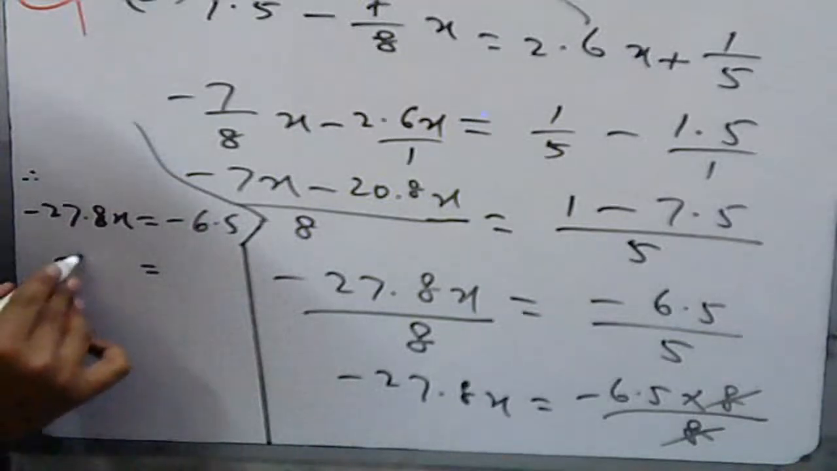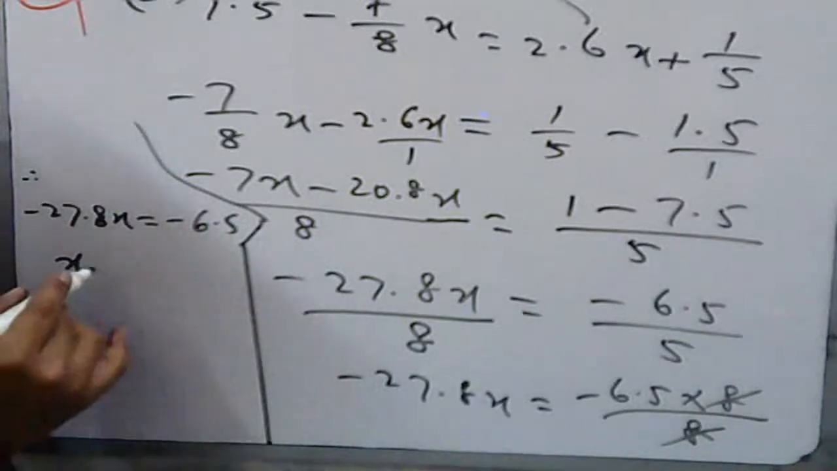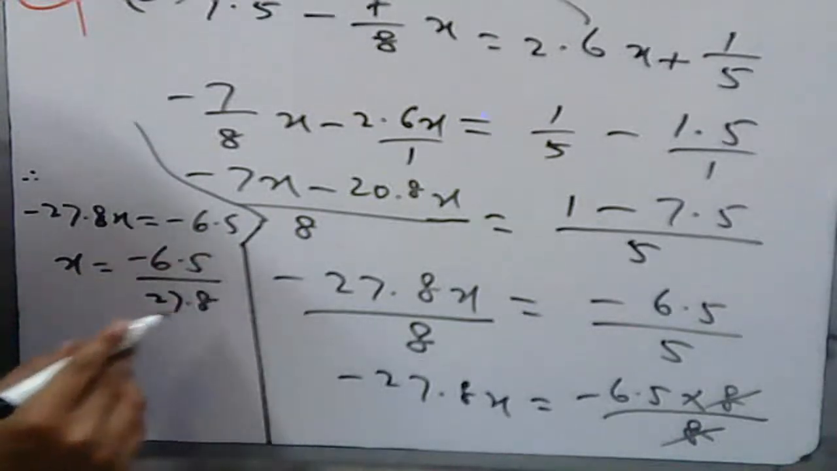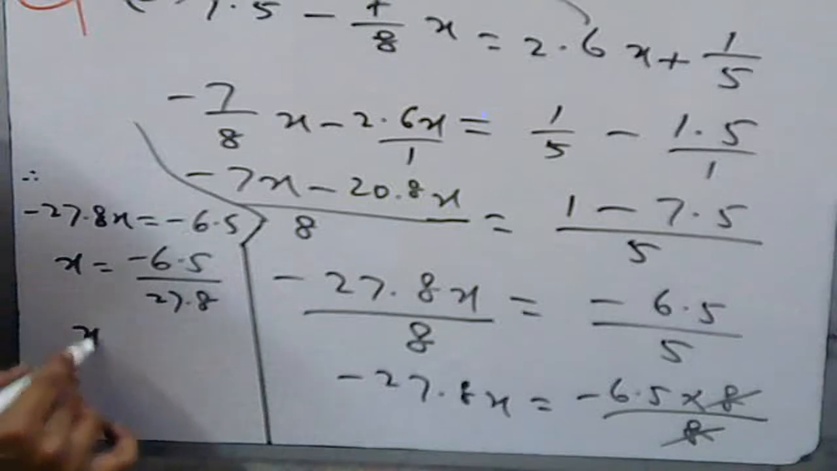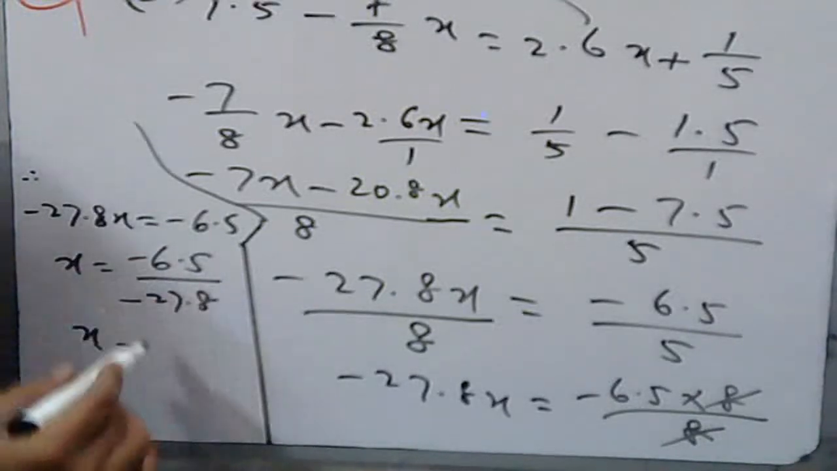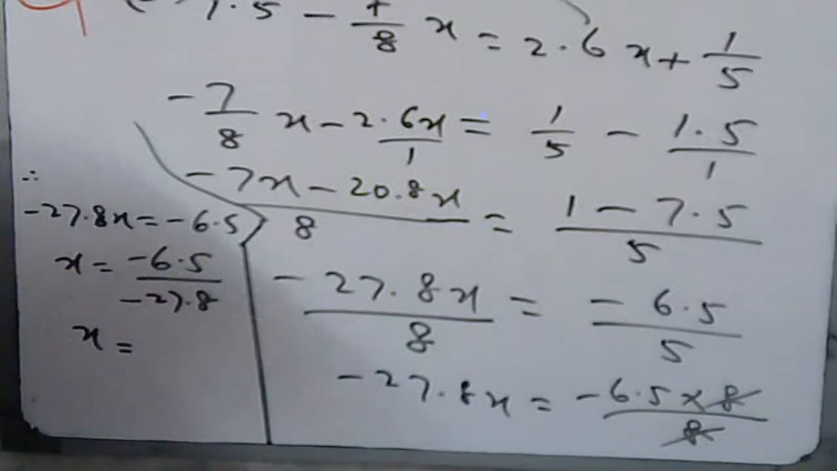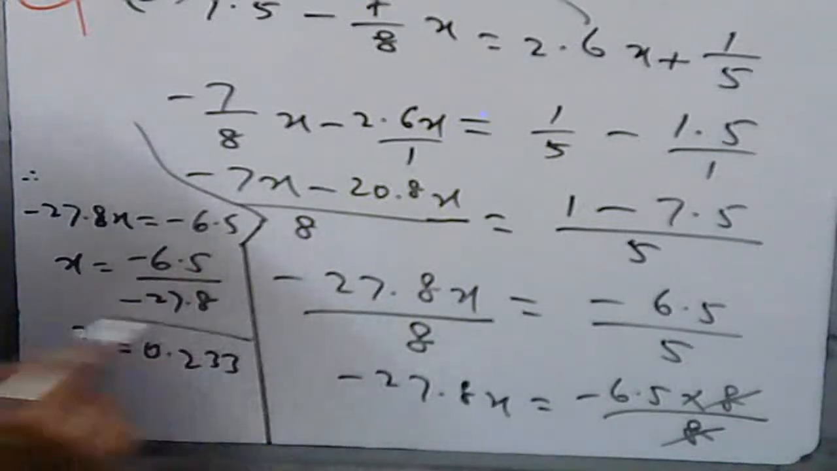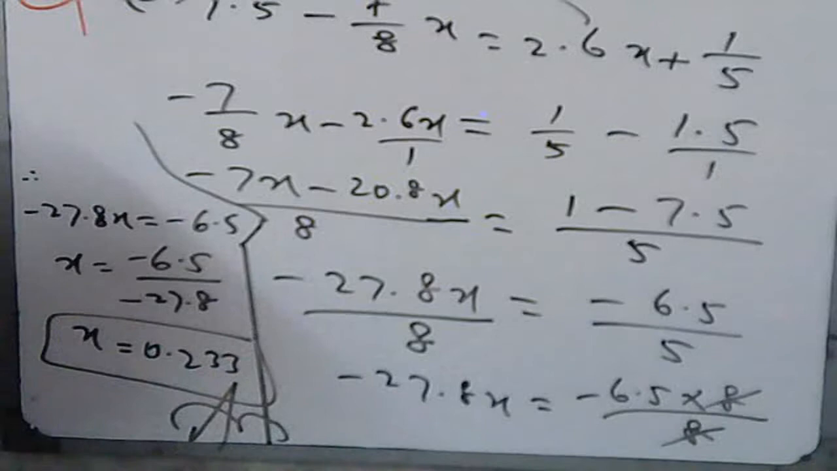Now you need the value of x, so the value of x is minus 6.5 divided by minus 27.8. The minus signs will be cancelled, so 6.5 divided by 27.8, you will get 0.233, which is your required answer.